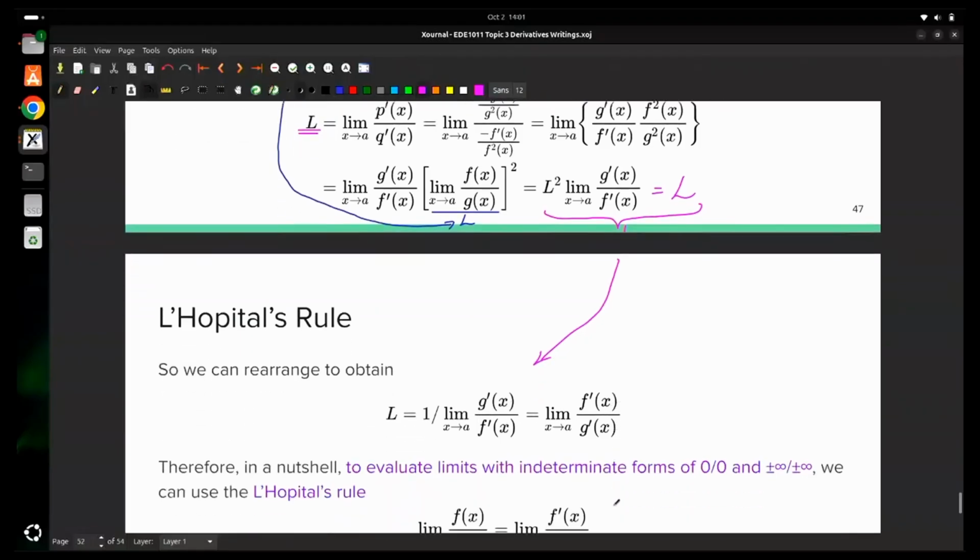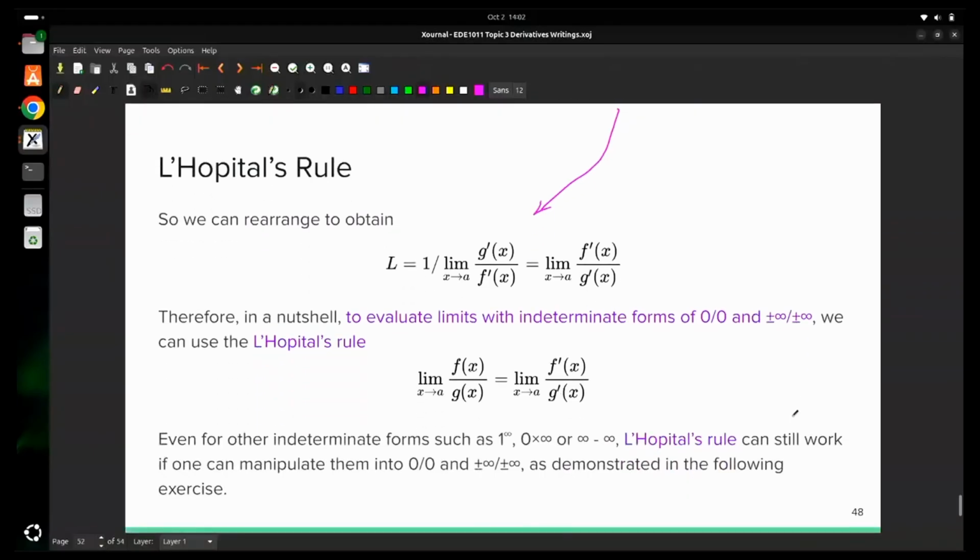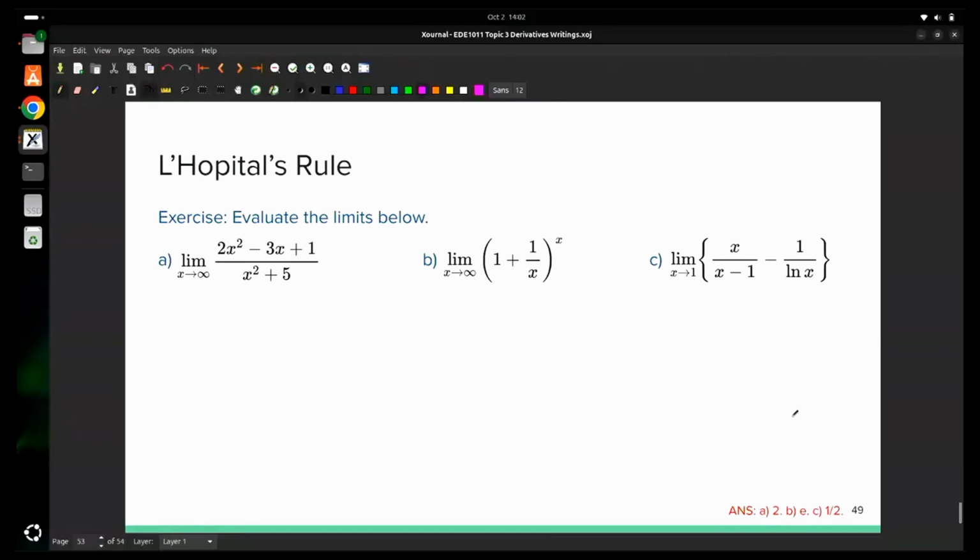So we found that, indeed, if you have the indeterminate form infinity over infinity, you can also just differentiate the numerator and the denominator separately. So L'Hopital's rule applies for the two cases, 0 over 0 and infinity over infinity. In the event that you don't get either of the two indeterminate forms, you can try to manipulate such that you get these forms, as will be demonstrated in the tutorial questions. So we're going to use L'Hopital's rule to evaluate the three limits here. Let us go through together.